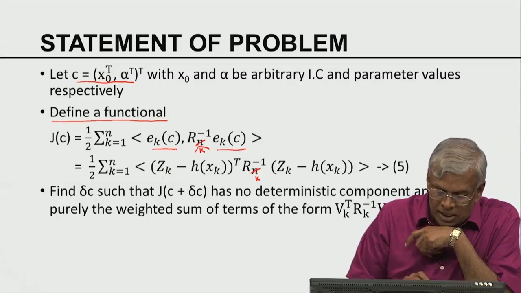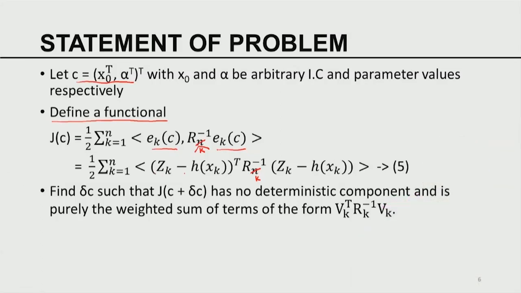If I substitute for EK from the previous slide, I get this expression. This is the forecast error. This is the forecast error transpose. And this is a very familiar equation, phi, that describes the cost function. It is a familiar formula that we have used repeatedly in almost all of our treatment.